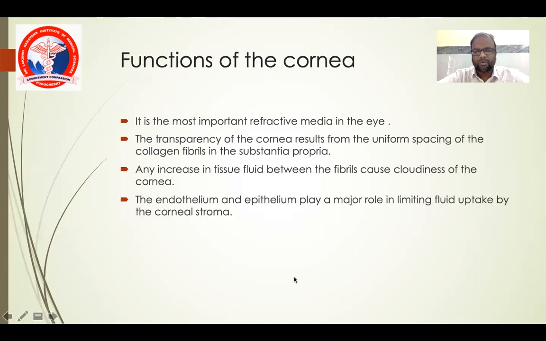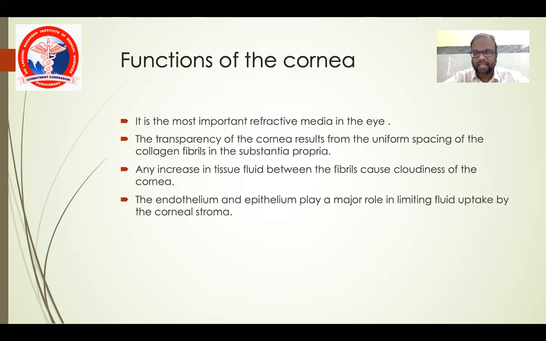Okay, so starting with the functions of a cornea. The cornea, as we all know, is the anterior 1/6 part of the fibrous coat of the eye. It is a clear, transparent layer of tissue. Apart from the protective function and the refractive function, it has a very important role in the refractive media of the eye.